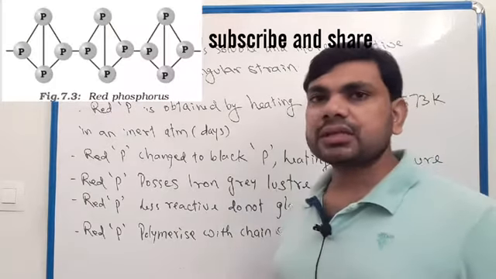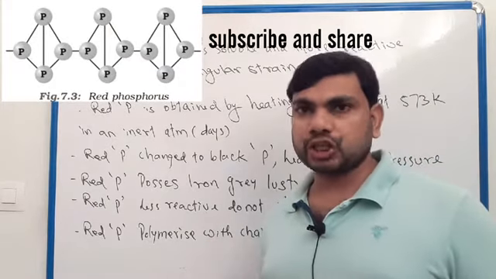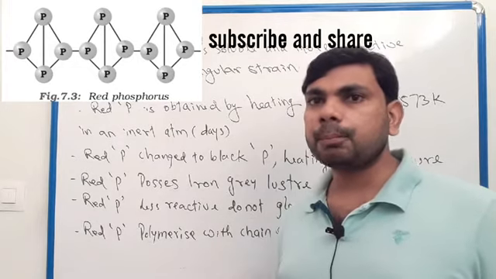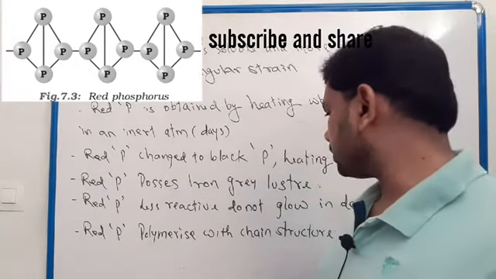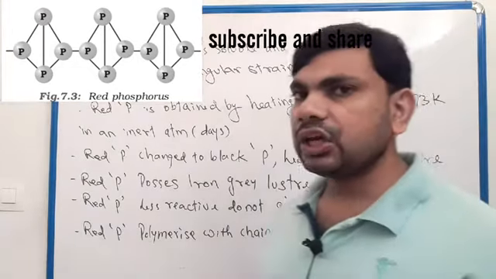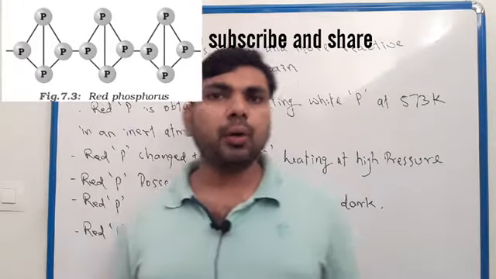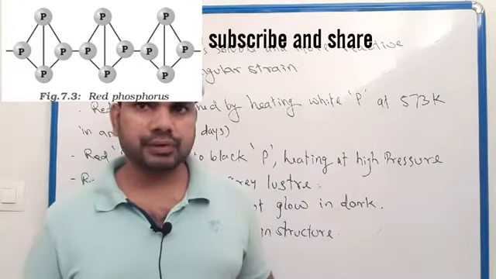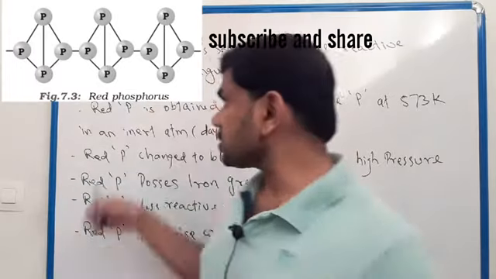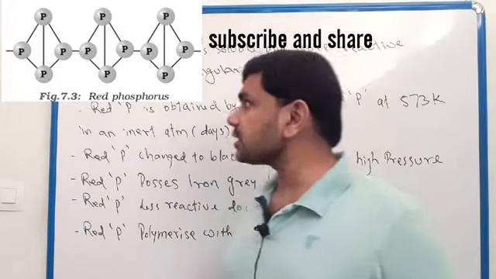Also, red phosphorus shows a polymer structure. It will form a polymer structure. You can see here the diagram of the polymer structure of red phosphorus. So these are the different points we discussed here.